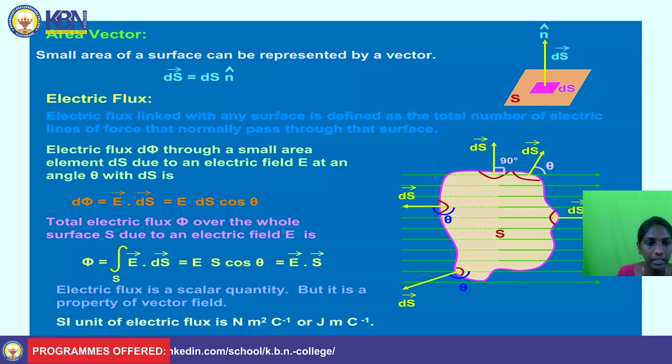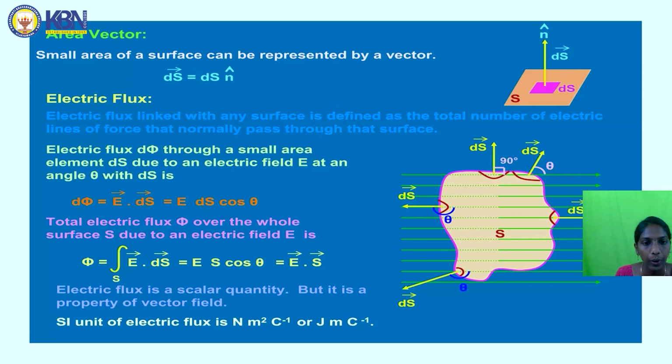Electric flux dφ through a small area element dS due to an electric field E at an angle θ with dS is dφ equal to E·dS, that is E dS cos θ. The total electric flux φ over the whole surface S due to an electric field E is φ equal to the integral over surface S of E·dS, that is E S cos θ, and the result is E into S.